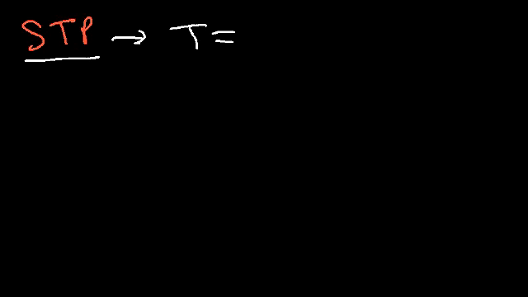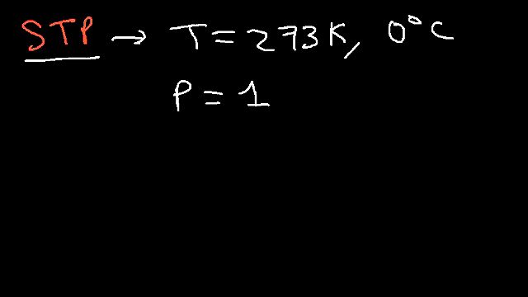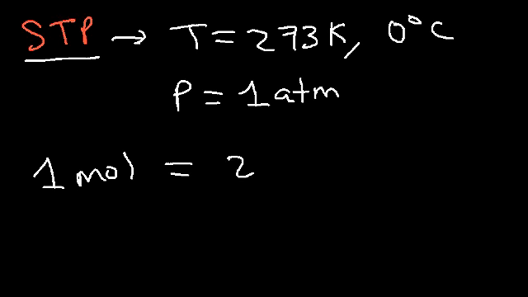The next thing that you need to know about gases is something called STP. STP stands for standard temperature and pressure. The standard temperature of a gas is 273 Kelvin or 0 degrees Celsius. And the standard pressure is 1 atm, which is the same as 760 torr or 760 millimeters of mercury or 101.3 kilopascals. Now, at STP, it turns out that 1 mole of gas occupies a volume of 22.4 liters. So let's see why that's the case.